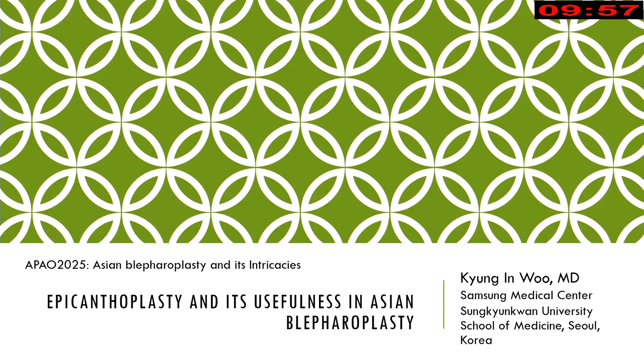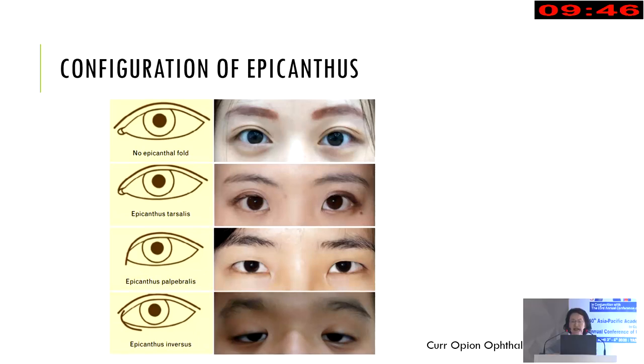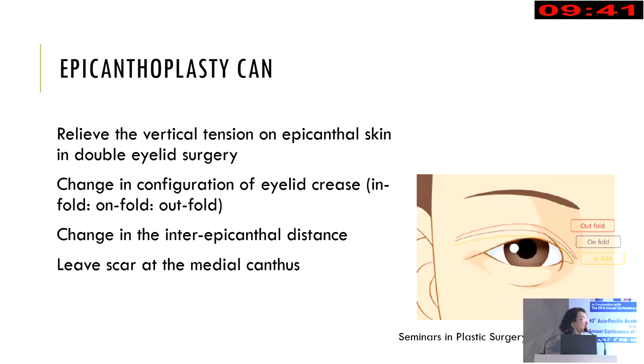Thank you, Prof, for the kind introduction. I'd like to talk about epicantoplasty and its usefulness in Asian blepharoplasty. Epicanthal folds can be categorized: no fold, epicanthus tarsalis, epicanthus palpebralis, and epicanthus inversus. Let's look at the effect of epicantoplasty. Epicantoplasty can relieve the vertical tension in double eyelid surgery, change the configuration of the eyelid crease, change the inter-epicanthal distance, and leave a scar at the medial canthus in varying degrees.